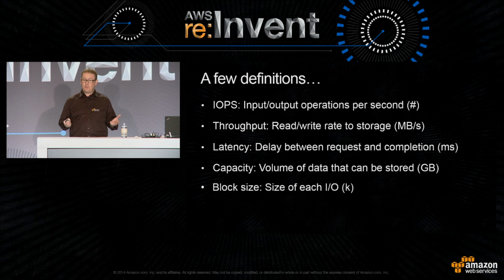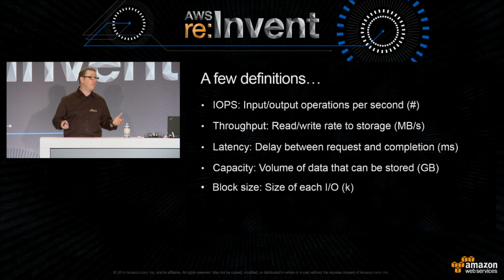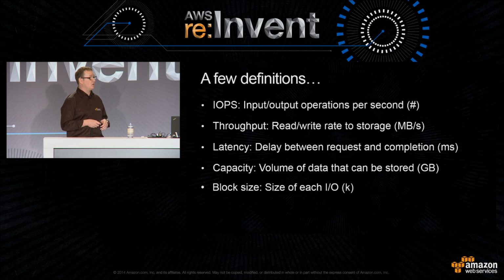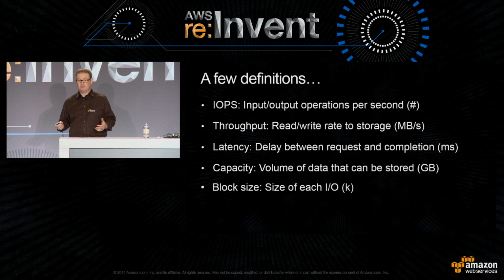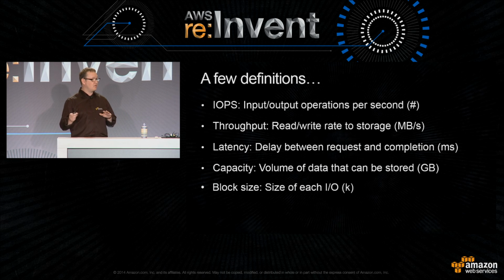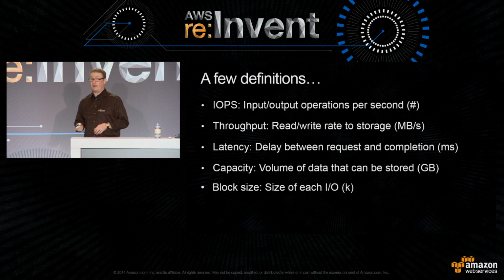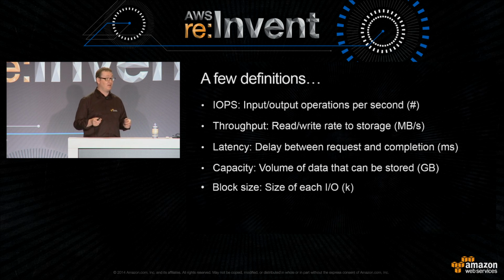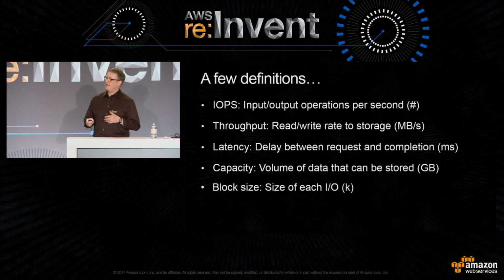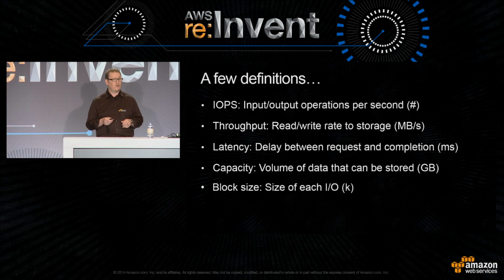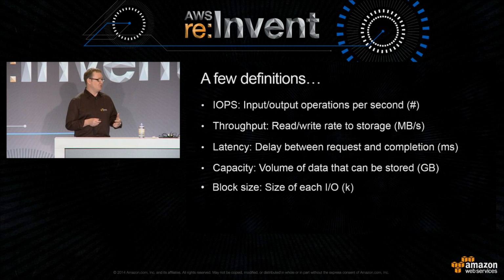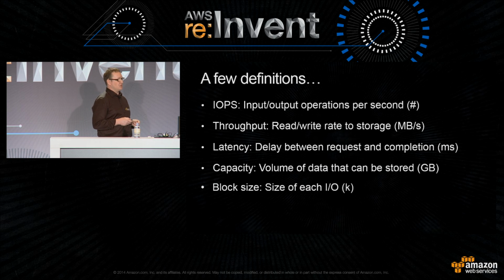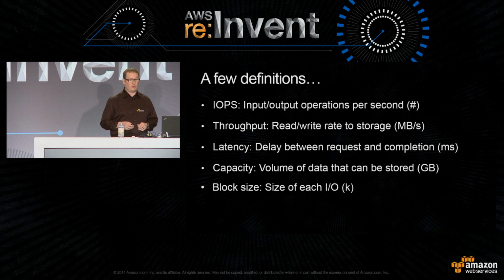So IOPS, input-output operations per second. This is the number. You can typically dial this in or it's part of a burst capability. Our throughput, how fast can the volume go? The latency, how long is it taking to get the reads and writes, the bytes backwards and forwards from EBS? How big are the volumes? And as we heard this morning, they can go a lot bigger than they previously did. And then this one's kind of interesting. We'll dig into it as we go further. What is the block size you're using, or what is the block size the application's using, and what does that mean to EBS and how it operates?